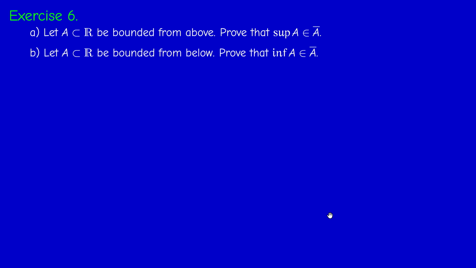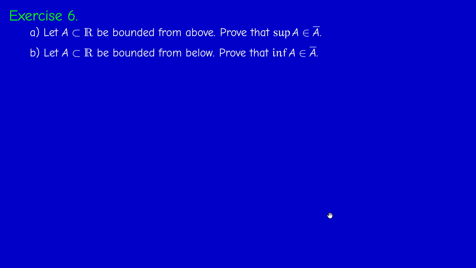Exercise 6. If A is a subset of R and is bounded from above, we know that it has a supremum. We have to show that the supremum, which need not be a maximum, so it need not be in A, is at least in A bar. So it's not very far from A. And similarly for the infimum.